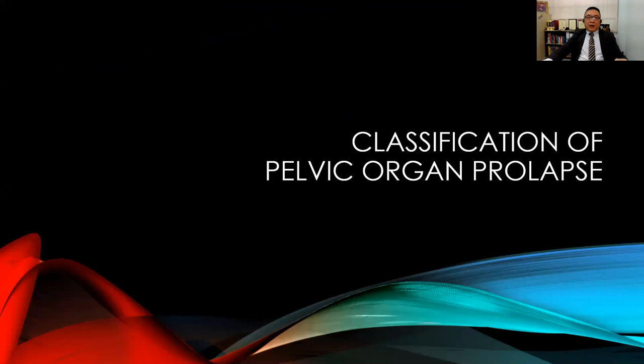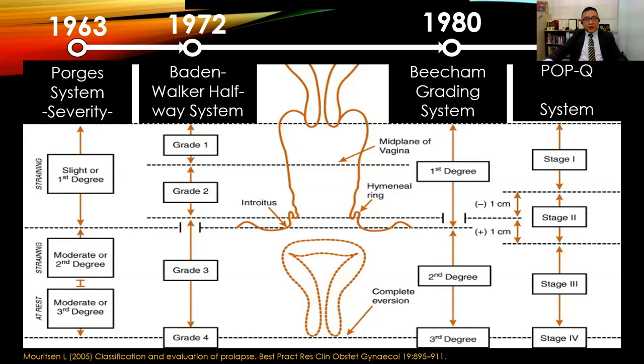Classification of pelvic organ prolapse has always been championed by our urogynecology colleagues. They dealt with uterovaginal prolapse, cystocele, and rectocele, and they have come up with a series of classification systems over the years: the Porges system, the Baden-Walker halfway system, the Beecham system. I think the most systematic way of quantifying pelvic organ prolapse was introduced in 1996, which is called the POP-Q system.